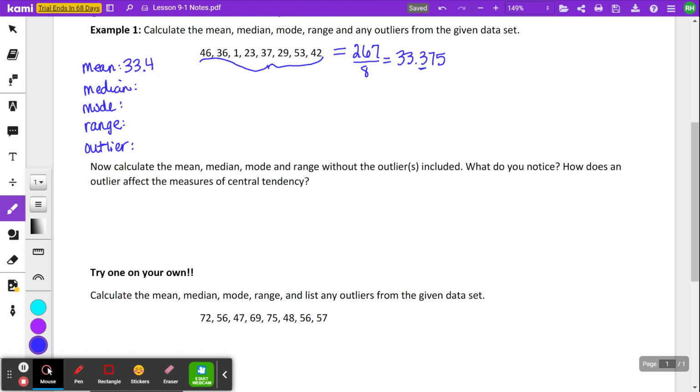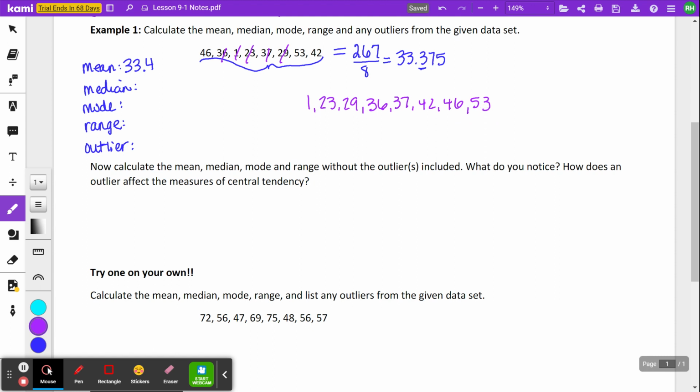Okay. The median, as we said above, is the middle number. All right. So in order to do that, we have to put these in order from least to greatest. So I'm going to start with 1, and I usually cross them off as I use them so I know they're gone. Then we have 23, 29, 36, 37, 42, 46, and 53. All right.